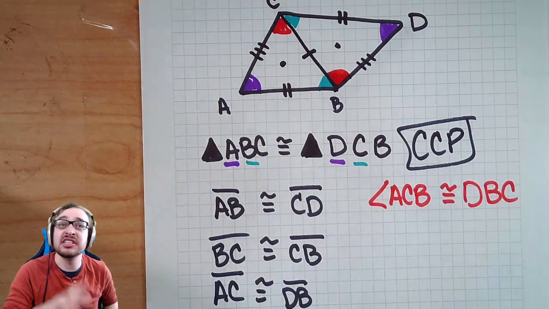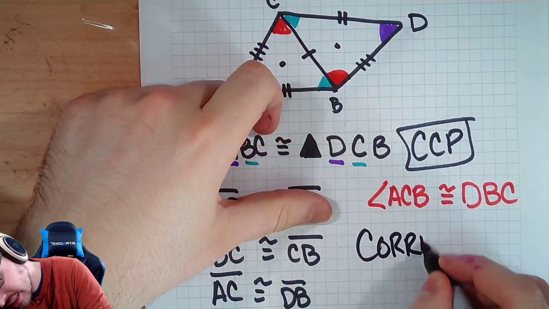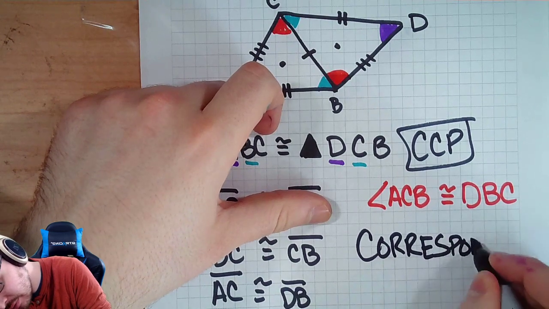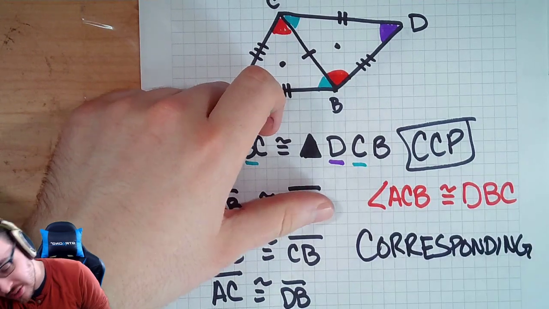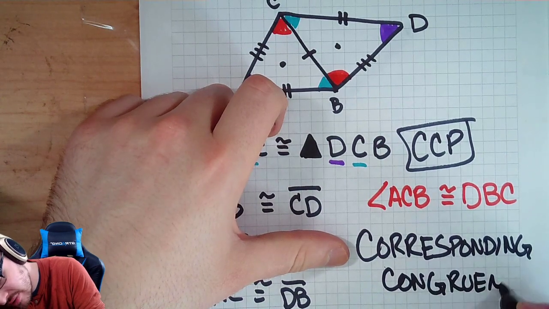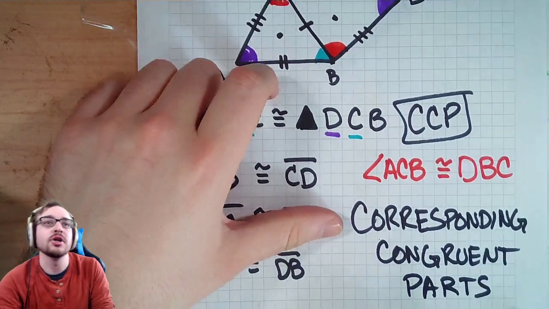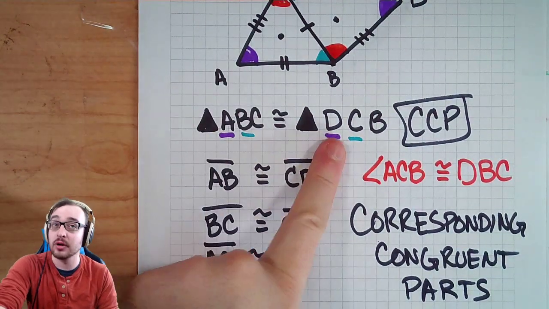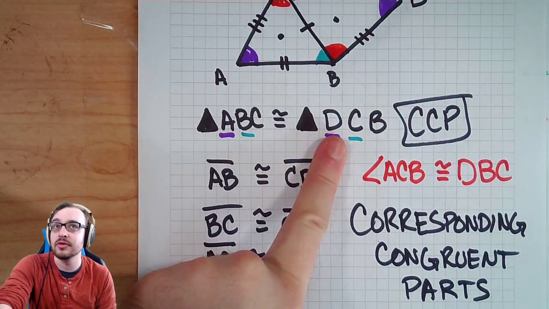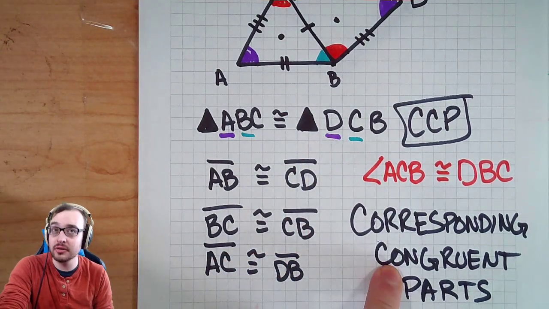And what we call this is CCP. It stands for corresponding, meaning that they go together, right? They match up. That's what corresponding means, like corresponding angles. And then congruent, you know what that means, right? They're going to be the same. And then P stands for parts, the parts of the triangle. So if the triangles are congruent, which they were, we proved that, right? We proved that. Then all of the corresponding parts will be congruent.